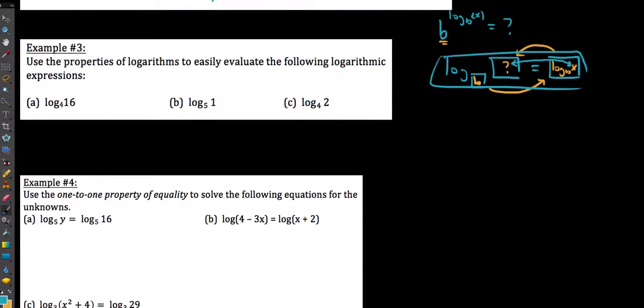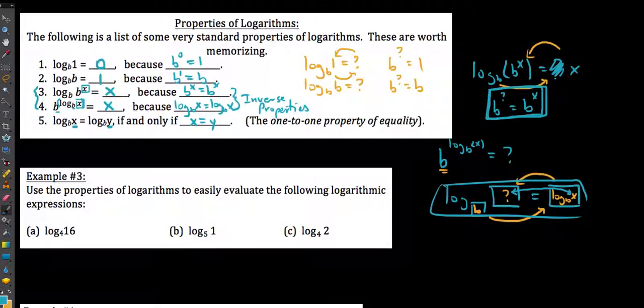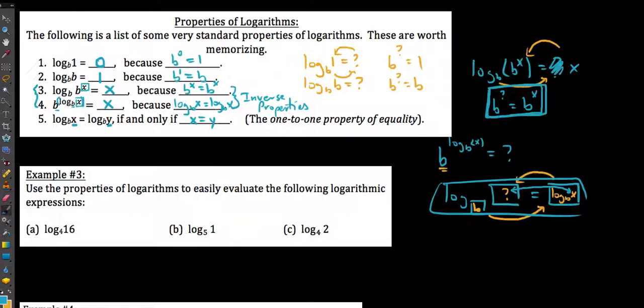So let's take a look at using these properties and maybe try to point out which ones we're using. It says use the properties of logarithms to easily evaluate the following logarithmic expressions. Well, for this one, another way to write it is actually log base 4 of 4 squared. I notice that 16 is already a power of 4. And so in this case, because I am taking a log base 4 of an exponential thing base 4, those things cancel and I just get 2.